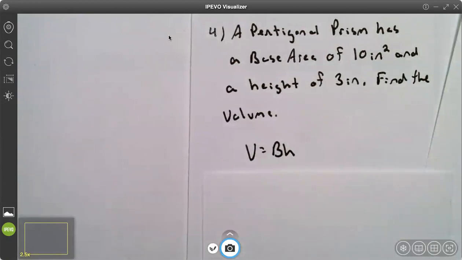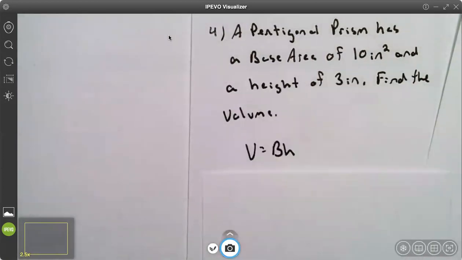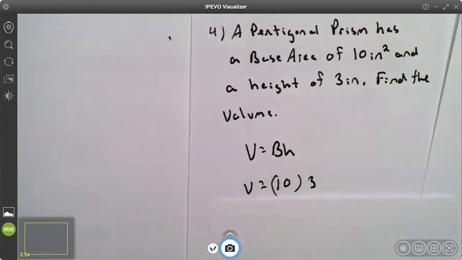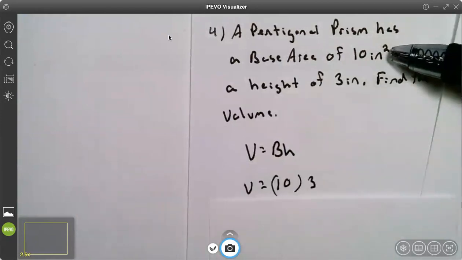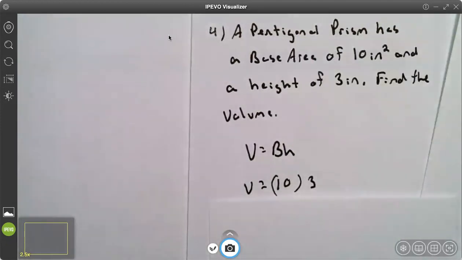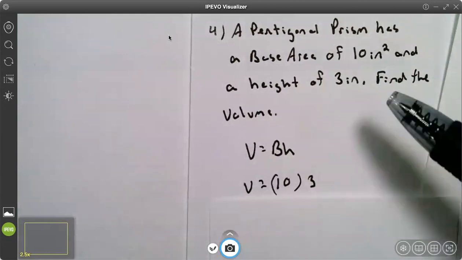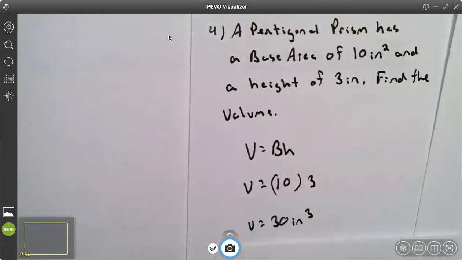Number 4 is easier than most we do because it gives us big B. It says the base area is 10 square inches. I know that's my base area because it gives me unit square and because it tells me that's my base area. So we just plug 10 in for big B, and then we multiply it by the height or depth of the prism. 10 times 3 is 30. The answer is 30 cubic inches.